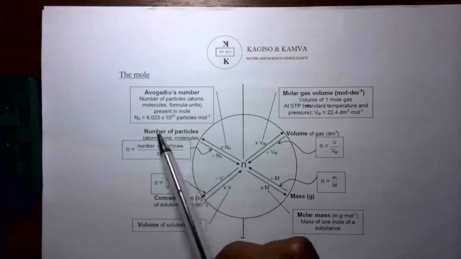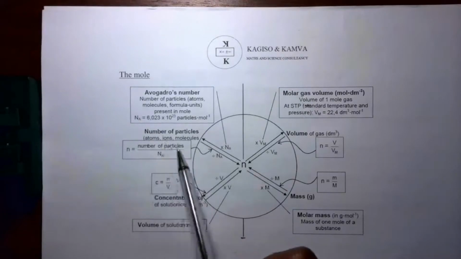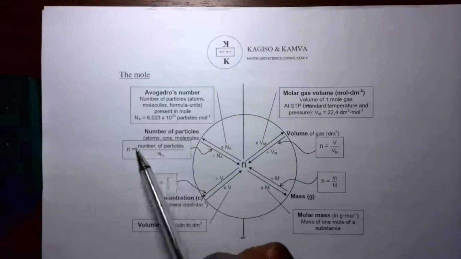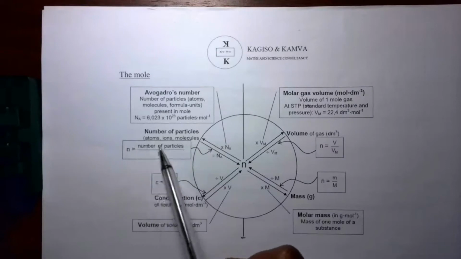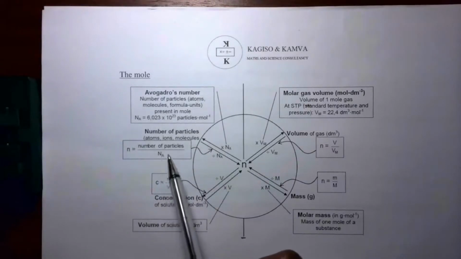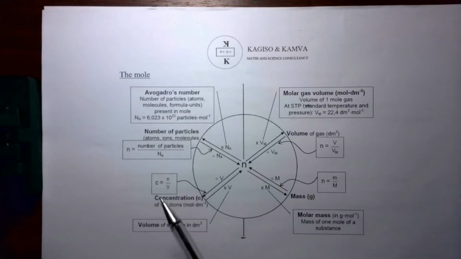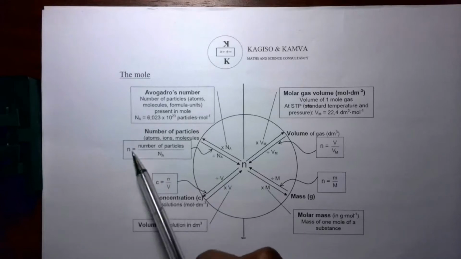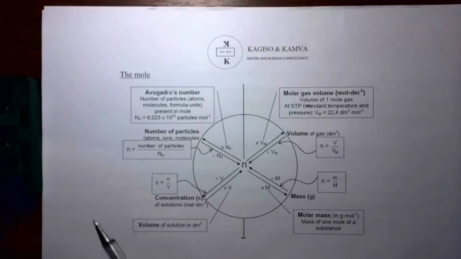So if we are provided with the number of particles, we can simply get the moles by dividing the number of particles by the Avogadro's number. We can find the Avogadro's number at the back of our question paper on the information sheet. That's where you will find it. So you just divide the number of particles by the Avogadro's number, then you will have the number of moles.